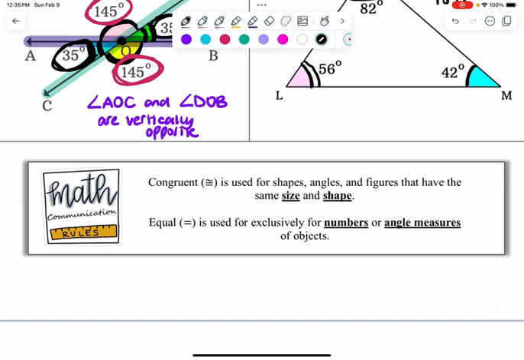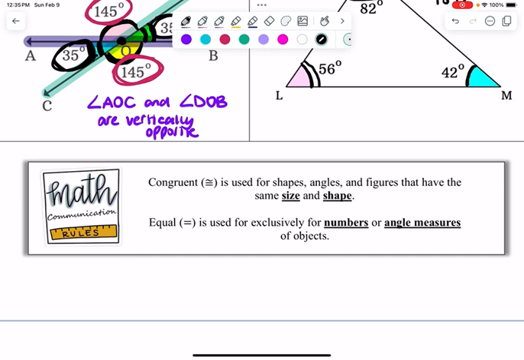So we have the word equal that we've seen before and used before, and we know what an equal symbol looks like. But we're also going to introduce something called congruent. Now, congruent is a word we use when we talk specifically about shapes, angles, and pictures.